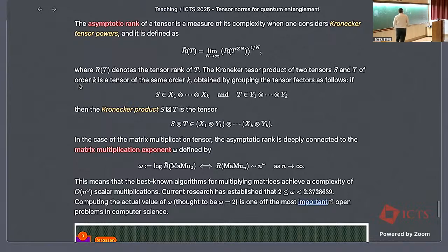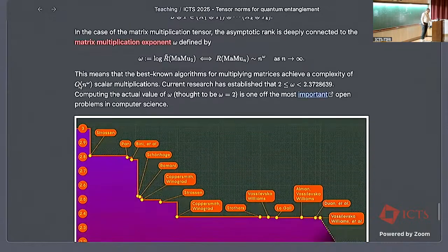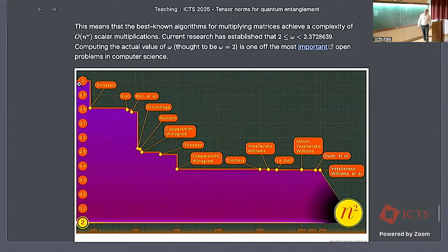So yeah, this is the picture taken from a very nice paper in Quanta magazine. The classical algorithm is n cubed. Strassen found the rank of MAMU 2 is 7, so he lowered it, and then people lowered this rank. And now there are improvements at the 5th decimal place. There are papers which improve the 5th decimal of this omega. It's really something very fundamental.